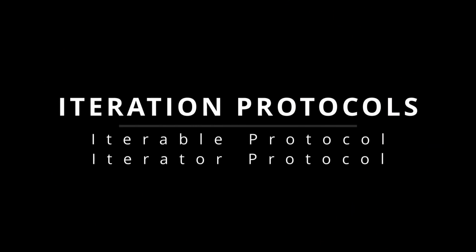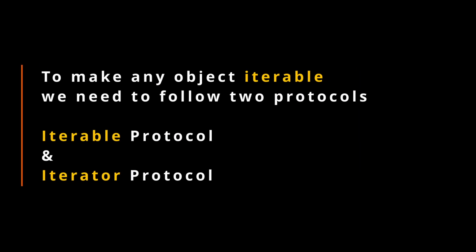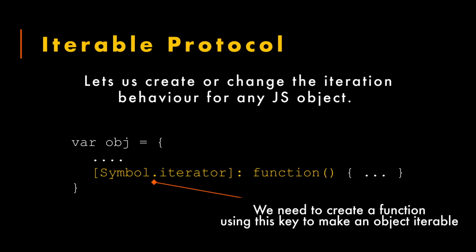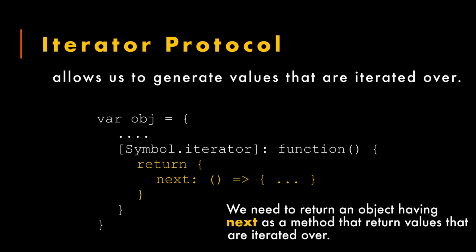Hey guys, in this video we'll be discussing iteration protocols in JavaScript. In order to define the iteration behavior of any object, we need to follow two protocols. The first one is the Iterable protocol and the second one is the Iterator protocol. The Iterable protocol lets us create or change the iteration behavior for any JS object, and the Iterator protocol allows us to generate values that are iterated over.